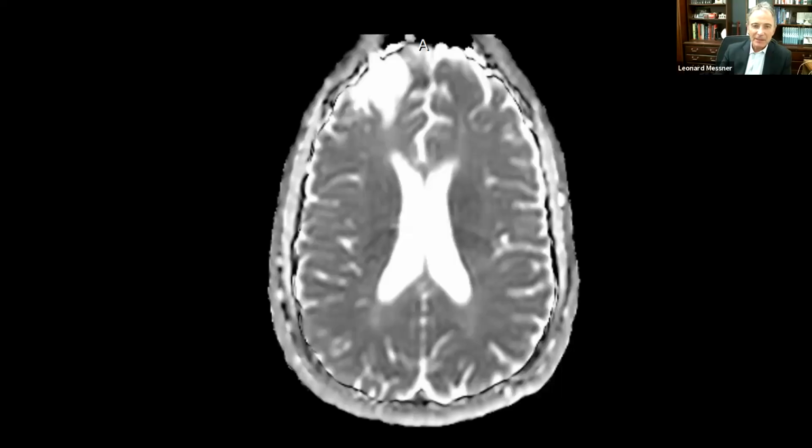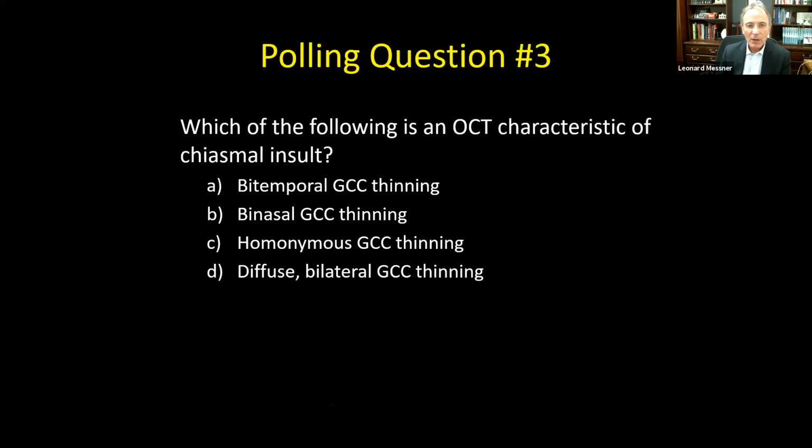So again, looking more at this case here, you can see is traumatic encephalomalacia, in this case due to his motor vehicle accident. So polling question number 3, which of the following is an OCT characteristic of chiasmal insult? A, bitemporal ganglion cell thinning, B, binasal ganglion cell thinning, C, homonymous ganglion cell thinning, D, diffuse bilateral ganglion cell thinning, or E, I'm not sure, that's why I'm here.